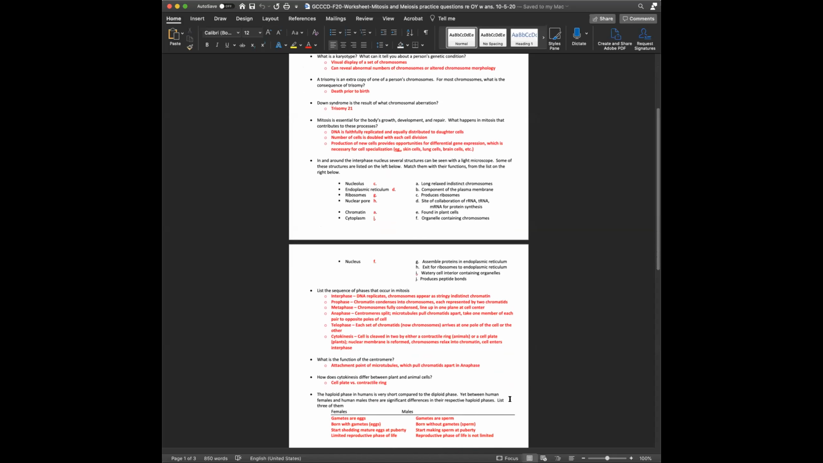Then I asked, list the sequence of phases that occur in mitosis. So I've listed them here, and we've already gone over them in the slides. Interphase, prophase, metaphase, anaphase, telophase, and cytokinesis. And at each one of these, a distinct set of activities. So know what they are. You need to know what each of those 6 terms is and what happens in that phase.